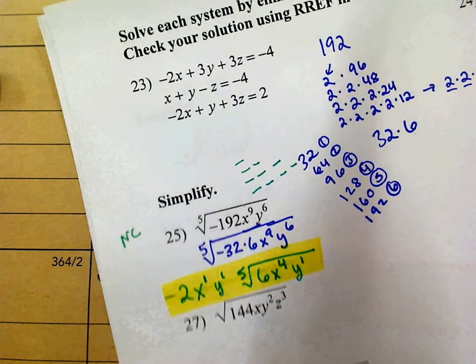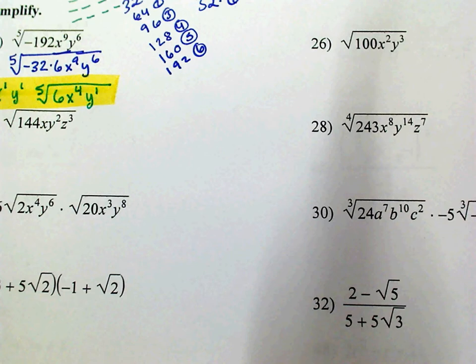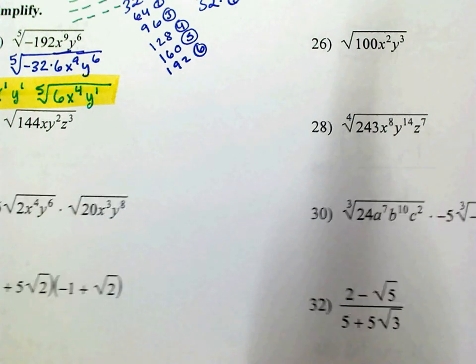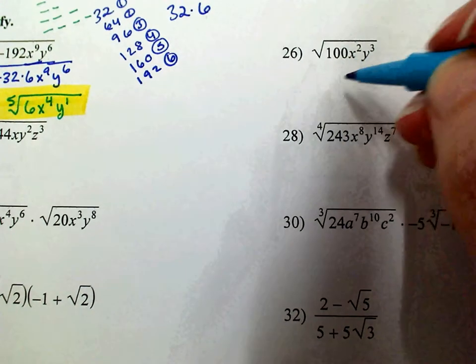Okay. Let's go to number 26. This is actually pretty small compared to the other one. It's the square root of 100 x squared y cubed. Is there a square root of 100? It's 10. That's an understood 2.